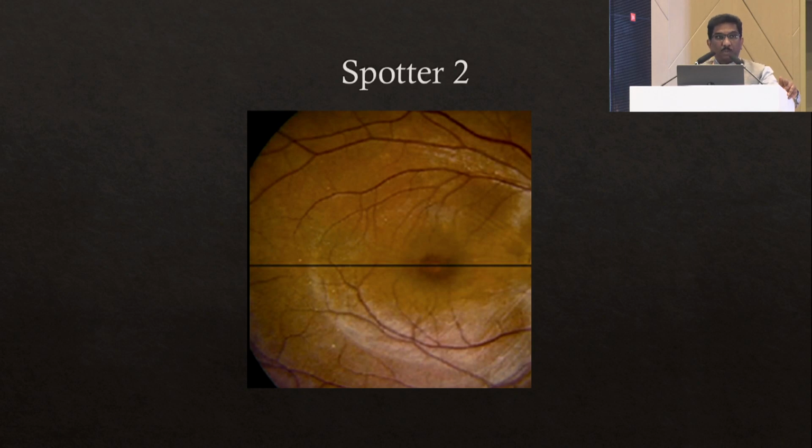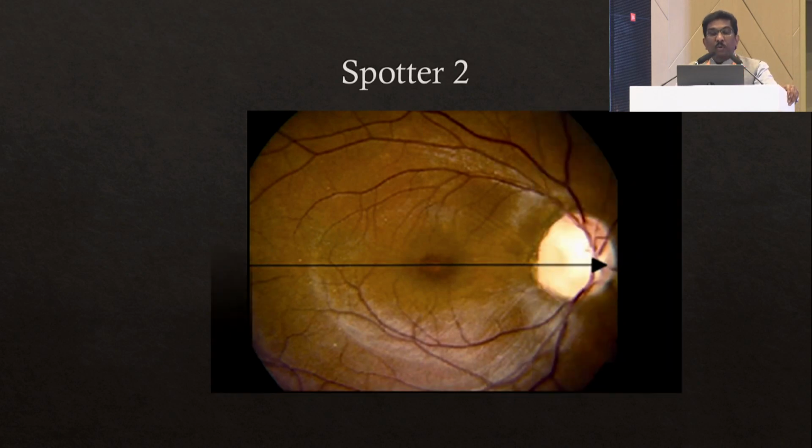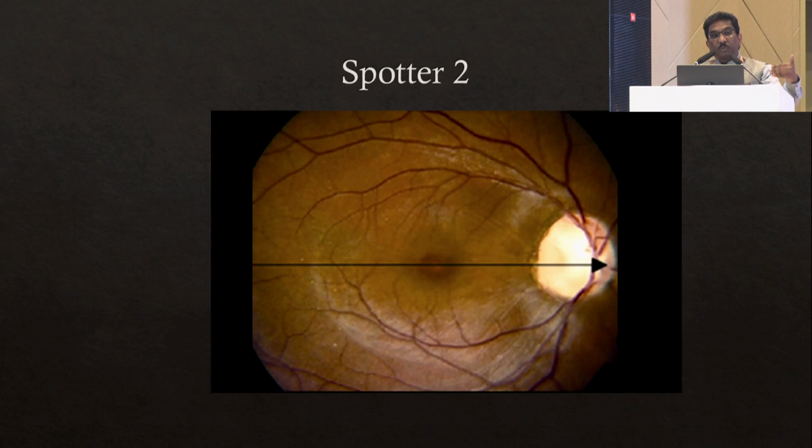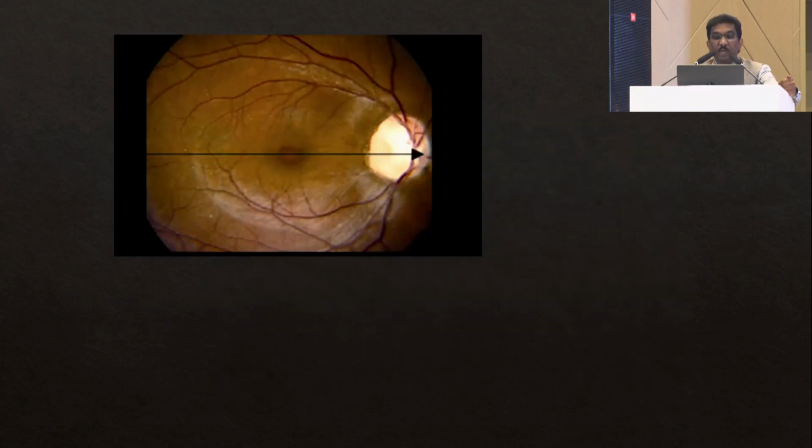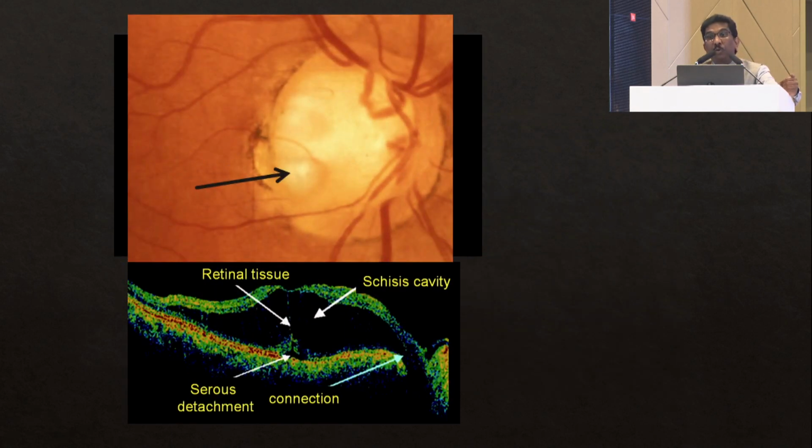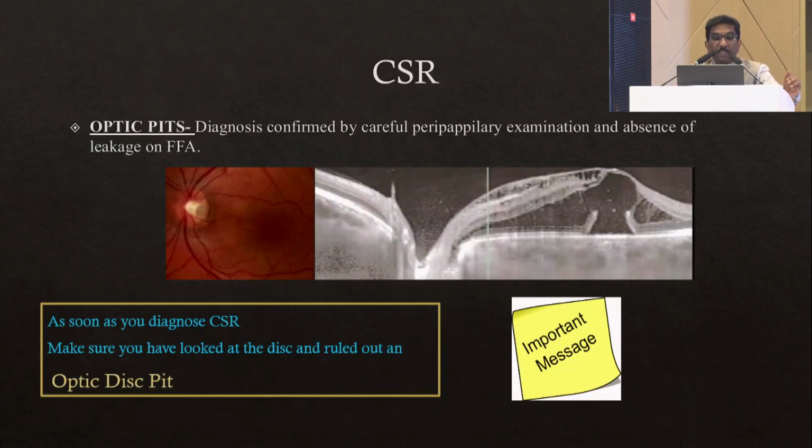Coming to this spotter number 2. Now, whenever you see a patient whom you suspect as a CSR, make sure you have a look at the disc. This actually is a patient with optic disc pit retinopathy, and always make sure you have a careful examination of the optic disc whenever you suspect a CSR.